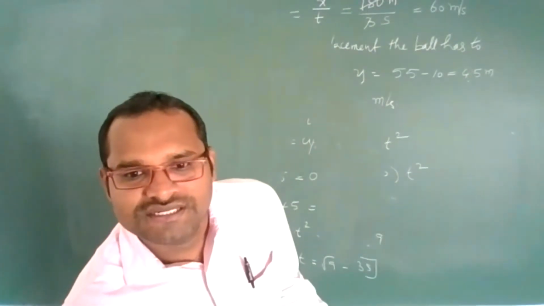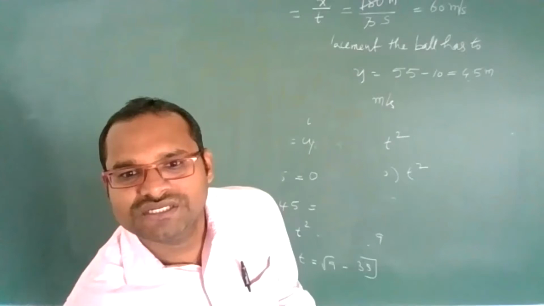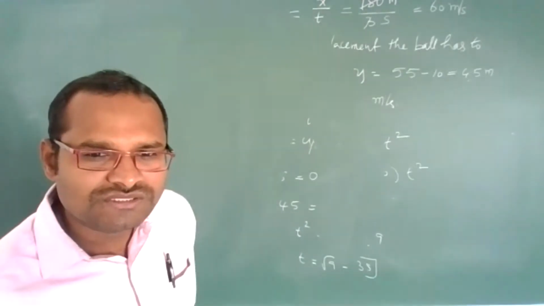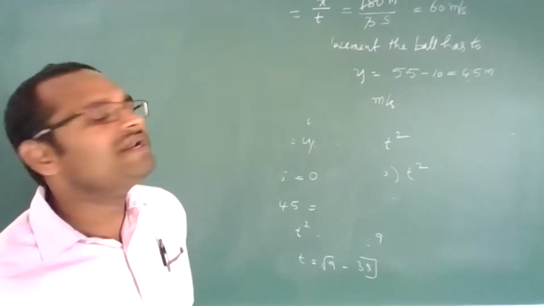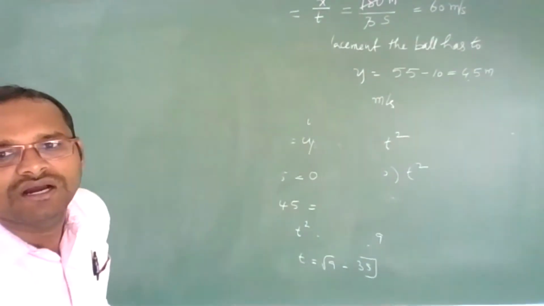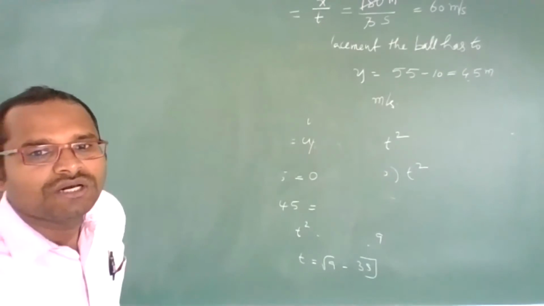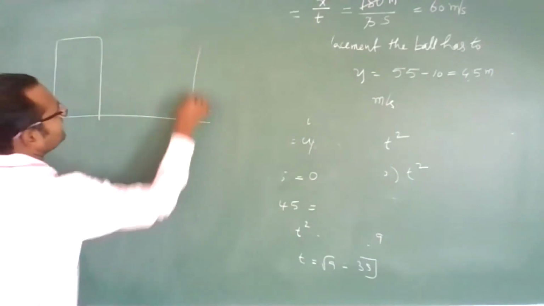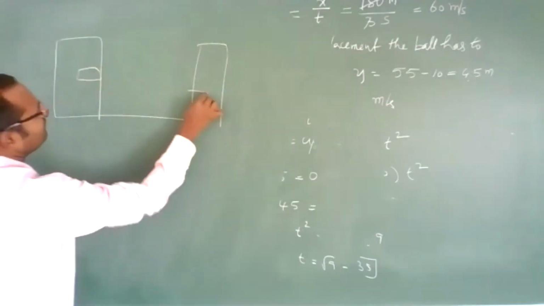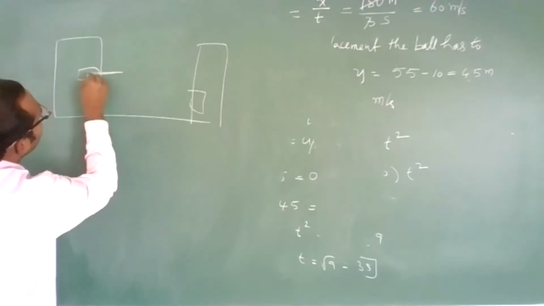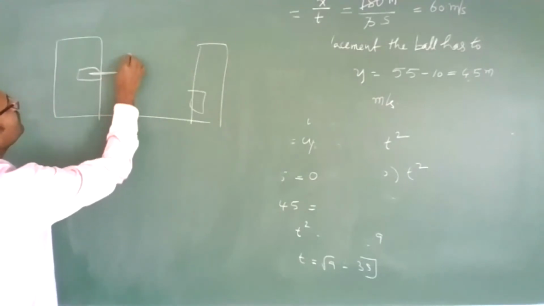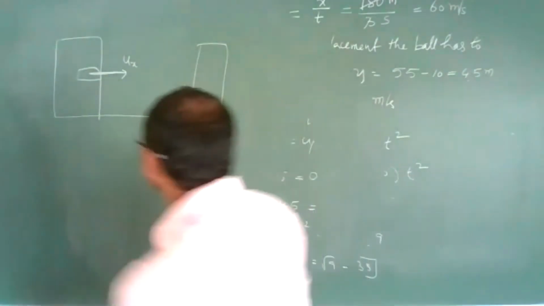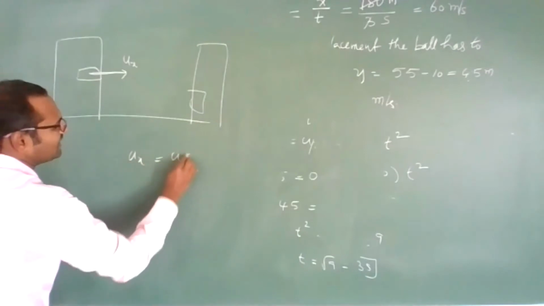Let us see the next question also, because students are asking, sir, ux is u cos theta, then how is it equal to x by t? Okay, I'll come back to your question. What Abhay is asking is this: here the building is there, here the window is there. Here I am showing ux, the horizontal velocity. What you are taking is ux means u cos theta.